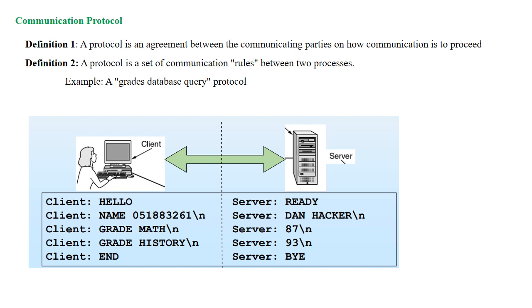Communication protocol. What is a communication protocol? What is a protocol? It is a set of rules and regulations which has to be followed to transfer the data from one place to another place. The same thing applies for communication. So a protocol is an agreement between communicating parties on how communication is to proceed. The next definition: a protocol is a set of communication rules between two processes.